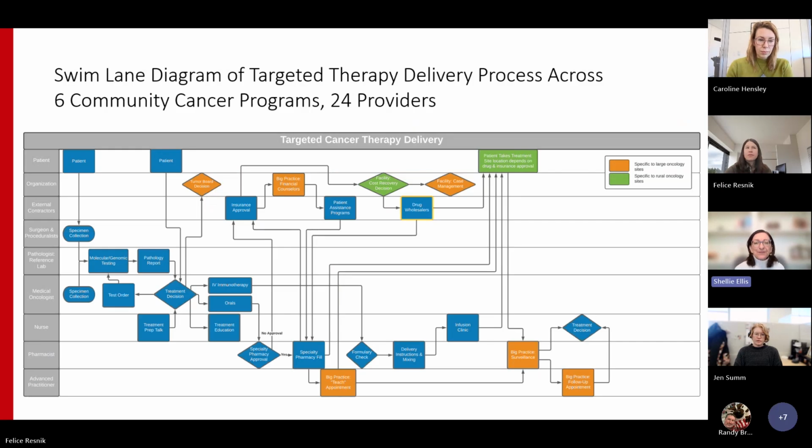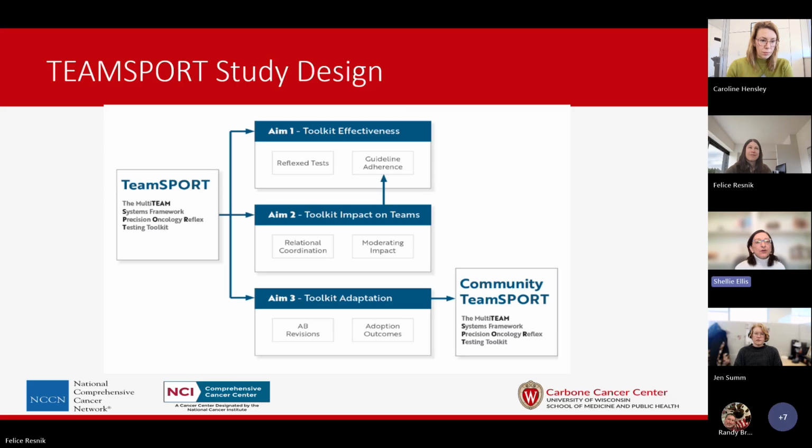Oh, you can keep going. This one's a little bit busy. So one of the activities that I'm involved in right now is more focused in the cancer care delivery space, but I just wanted to mention it. It's a study design that mirrors the first kind of implementation science approach that I mentioned. It actually uses a quasi-experimental design to assess an intervention to increase appropriate targeted therapy delivery in cancer care.